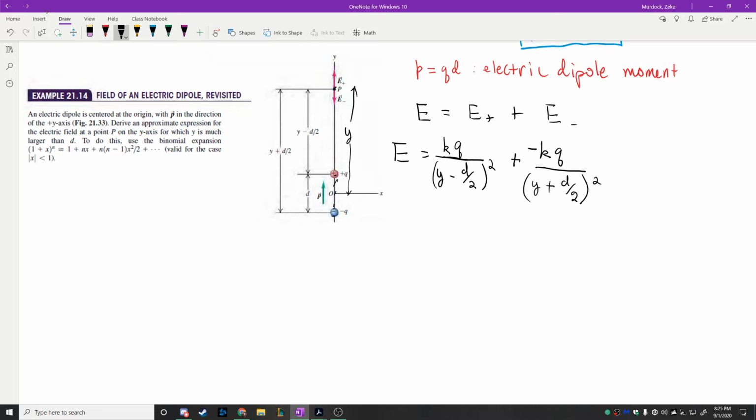Now, in order to continue with this problem, we're going to factor out the kq. And I'm going to rewrite what's inside the parentheses in a slightly different way. I'm going to write this as a negative exponential. Not plus, minus.